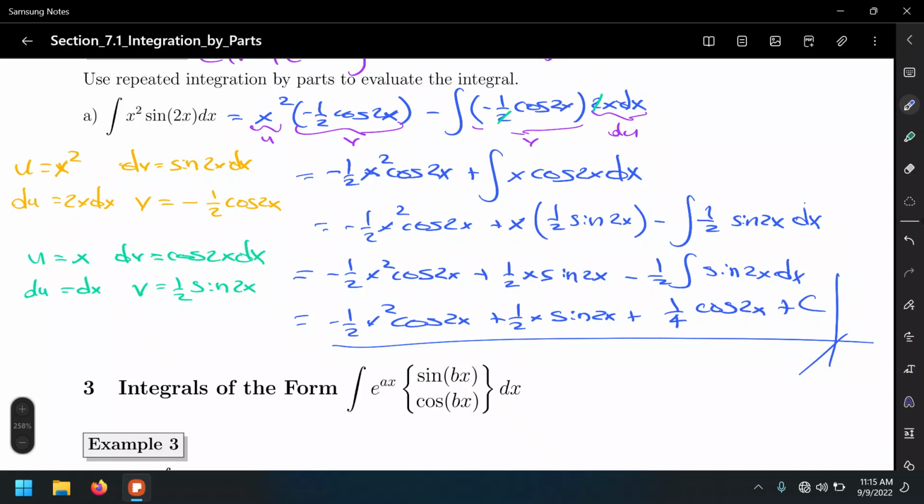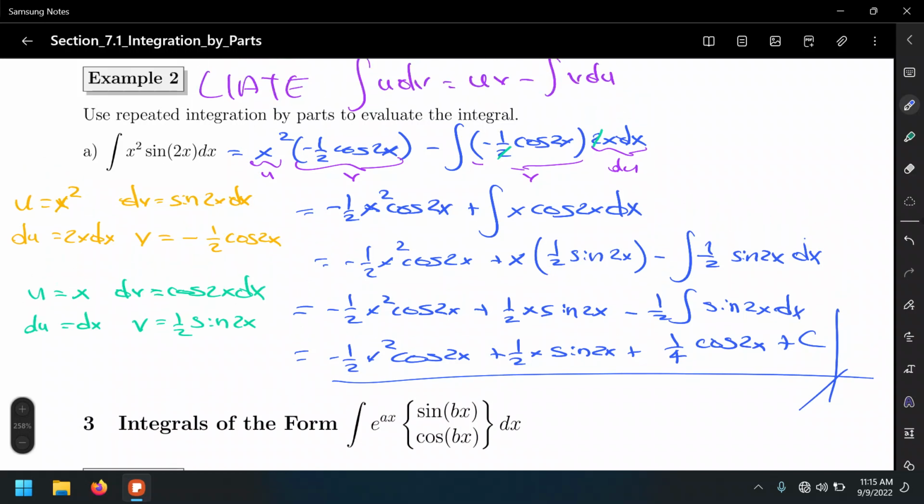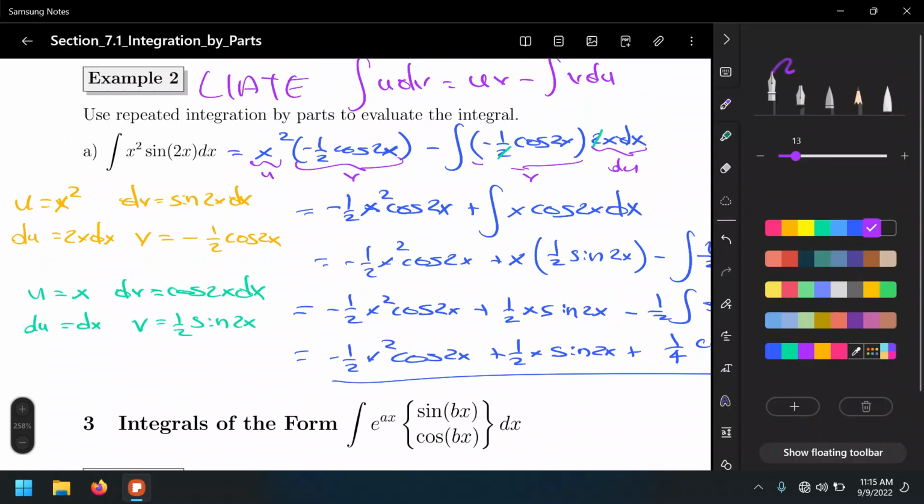All right. So that's one example in which we need to use integration by parts more than once. For example, what if we had this integral?